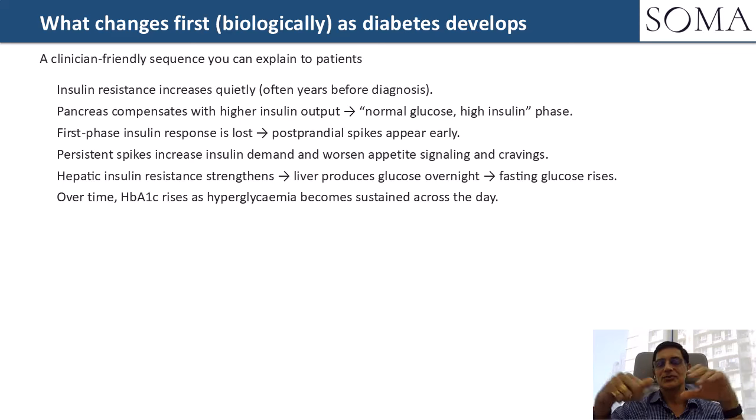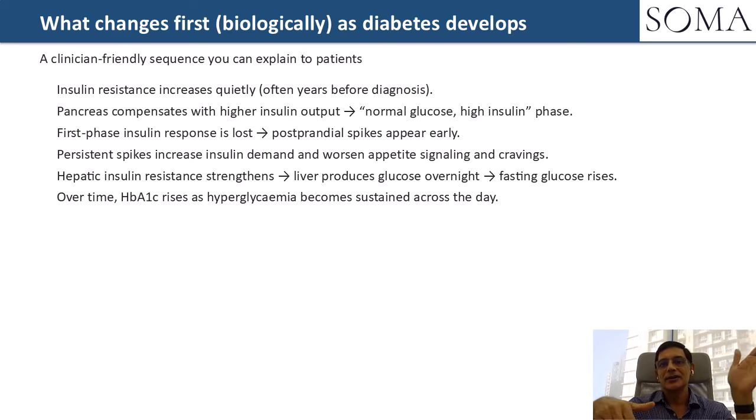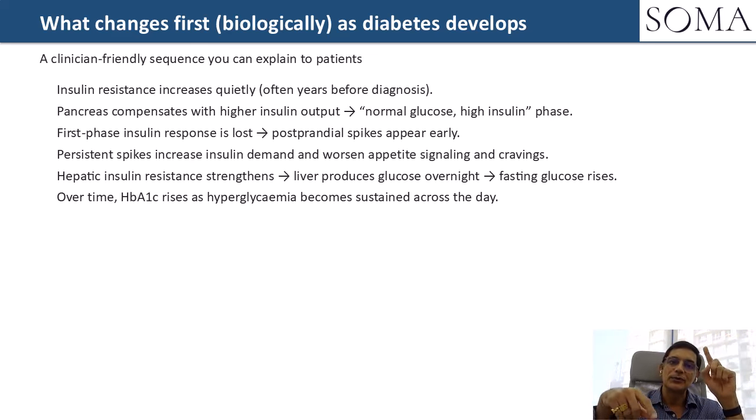Now let me summarize type 2 diabetes in simple, clinically useful terms, because if you can explain this clearly, you can teach it to the patients and you can also choose interventions more logically. Type 2 diabetes develops when insulin resistance rises and the beta cells can no longer compensate. In the early stage, insulin resistance begins quietly, often in liver and muscle. To keep glucose normal, the pancreas responds by making more insulin. So for a long time, a patient may have normal glucose but high insulin.